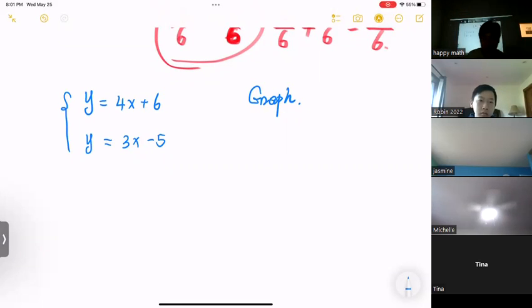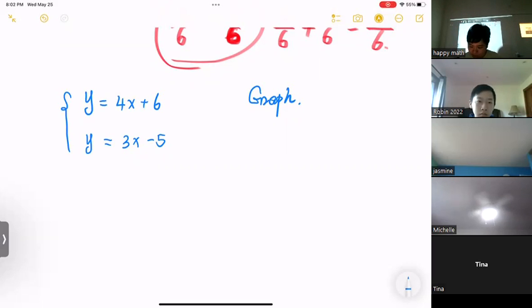Is that hard? No, this is a fraction. Should I change it to be a little bit easier? Okay, 4x plus... yeah, it's not too bad.